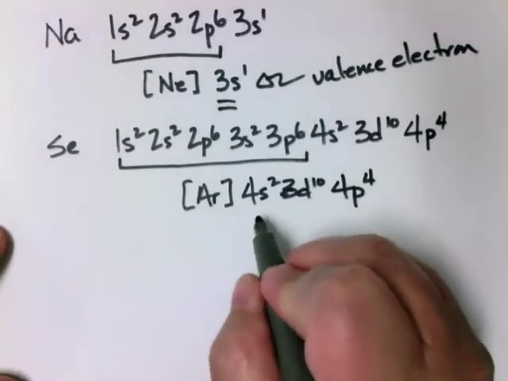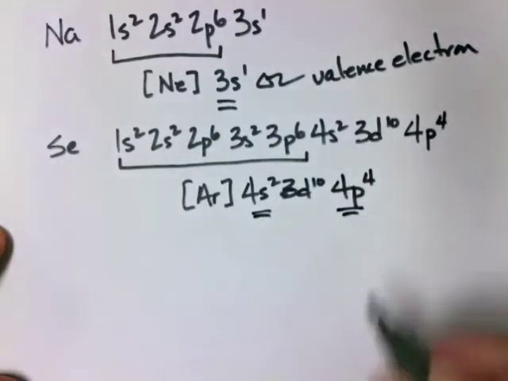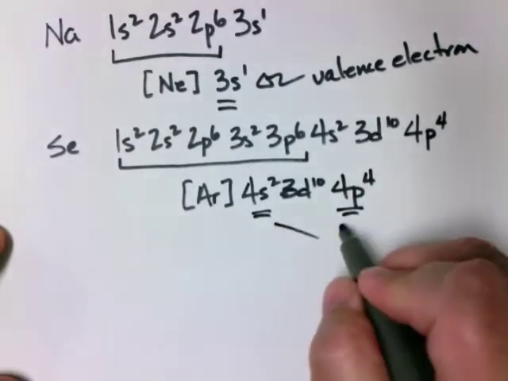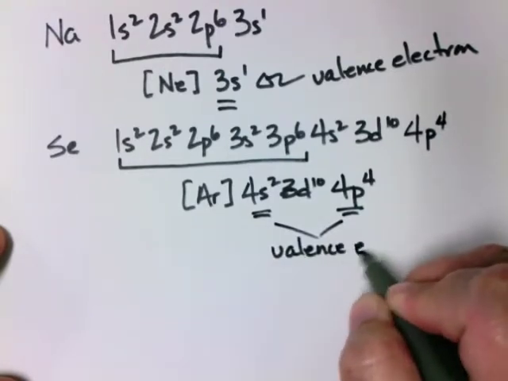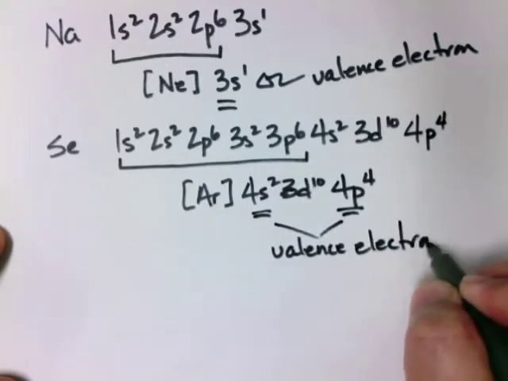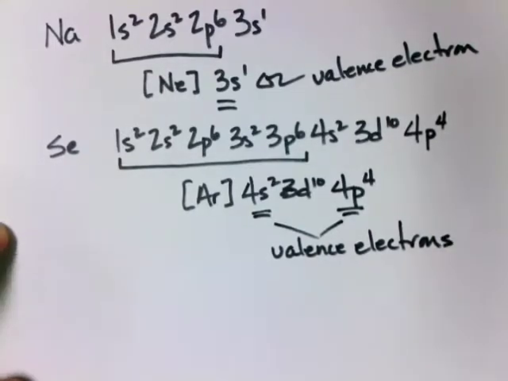Now the outermost s and p subshell is the 4. And so these are the valence electrons for selenium. D orbital electrons, d subshell electrons, can participate in bonding, but we're not going to be considering those in this course. Instead, we're going to be focusing on just those electrons in the s and p subshells.